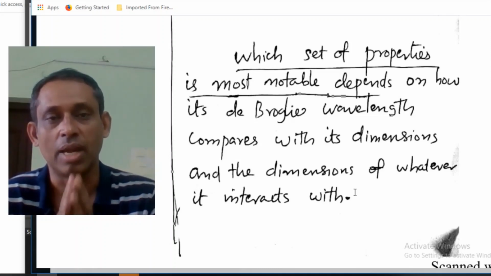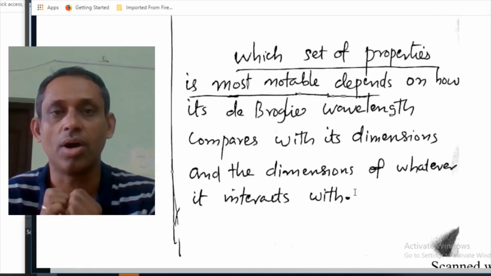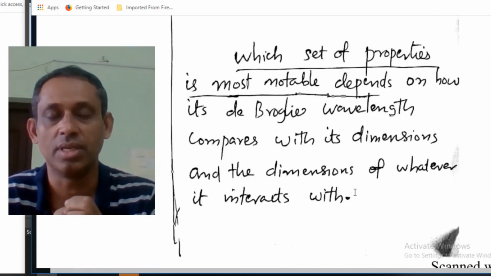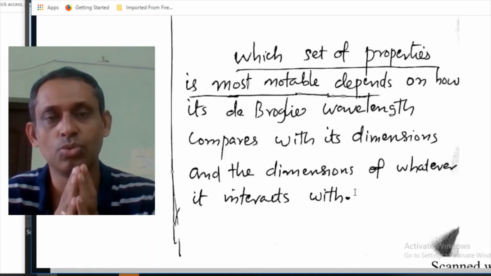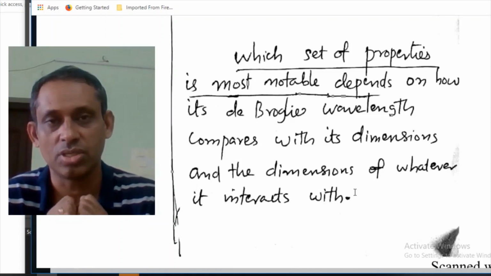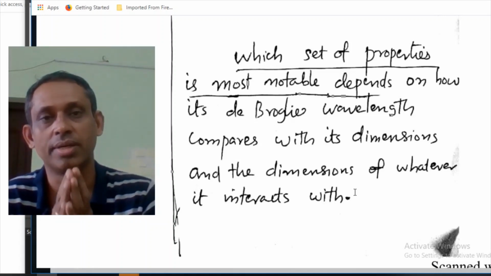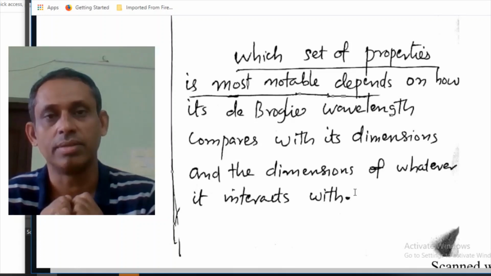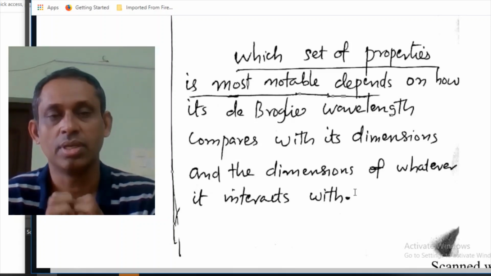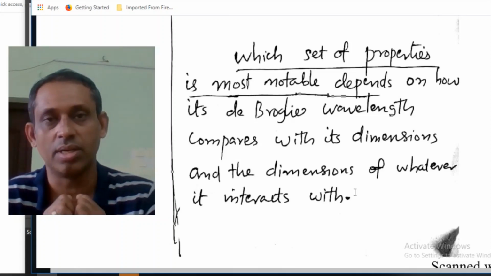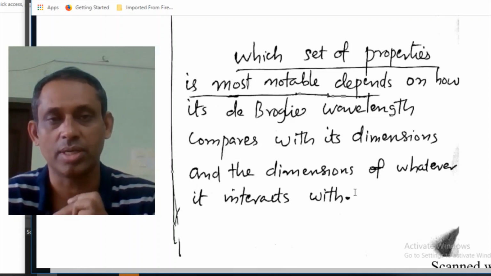If you calculate the de Broglie wavelength of a car moving with a certain velocity, the de Broglie wavelength will be too small compared with the dimensions of the car. So you can consider that in that situation the car is behaving like a particle, or the bullet is behaving like a particle.